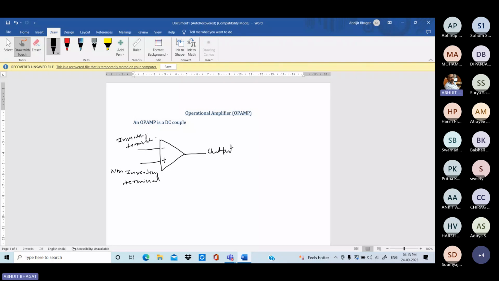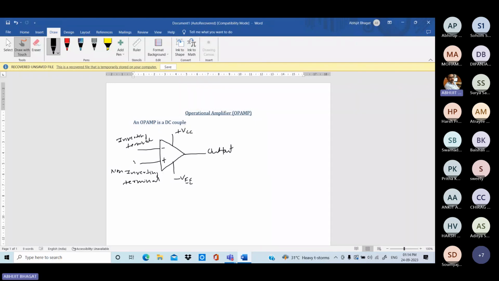An op-amp is DC coupled, so it has two supply pins. This is plus VCC and this one is minus VCC. This is the supply terminal. Either plus 12, minus 12, or plus 15, minus 15, this type of supply voltage is given to the op-amp. Two input terminals, inverting terminal and non-inverting terminal. Across the output, the difference of these two input signals is amplified.